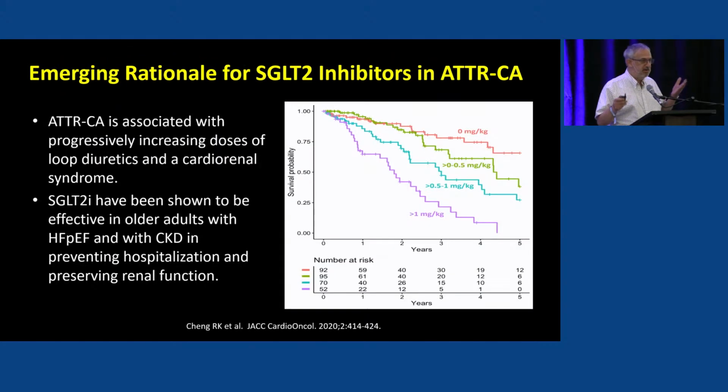There's a rationale in this disease to think about SGLT2 inhibitors, and that rationale comes from the idea shown here that the more diuretics someone takes, the worse they do. These patients have very high CVPs, they have low blood pressures, they develop a cardiorenal syndrome, and we know that SGLT2 inhibitors in larger studies, in HFpEF in general, are quite effective in preventing hospitalizations and preserving renal function.